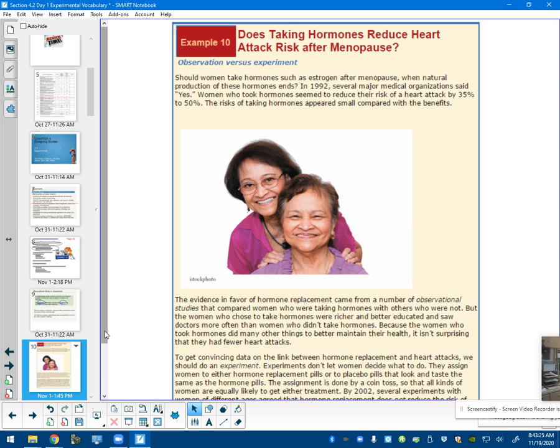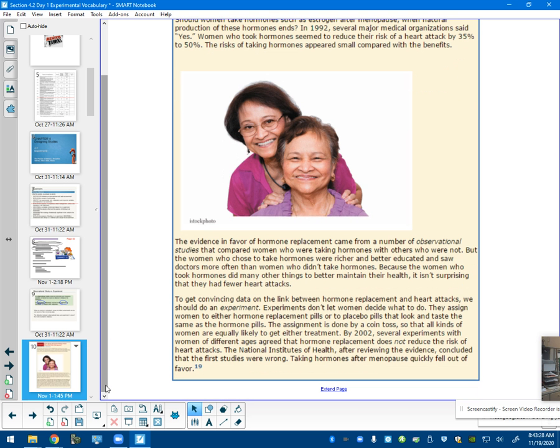But then they found out that hormone replacement really isn't good for women. And they figured that there was this lurking variable: the women who seemed to do well on hormones were the women who went to their doctors and took good care of themselves anyway, and it wasn't the hormone replacement that was helping them get through menopause, it was just the women's self-care. So that was an observational study that made them link hormones to a successful menopause experience. So it says, the experiments didn't let the women decide what to do.